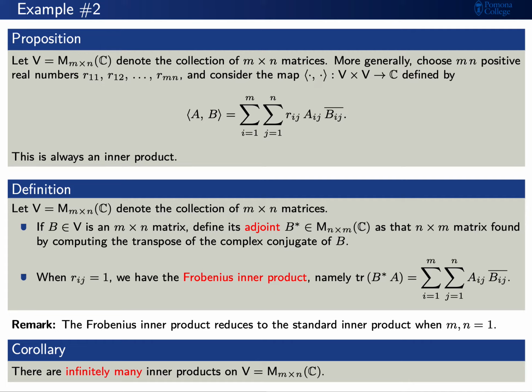As a corollary to all of this, you'll note that there are infinitely many inner products on our collection of m by n matrices. Indeed, one example of an inner product is the standard inner product. Another example is the Frobenius inner product, but even then, we still have infinitely many examples. So just like before, when we're dealing with m by n matrices, we first have to know which inner product we're referring to before we can work out the problem.